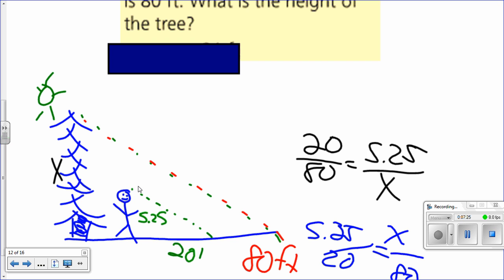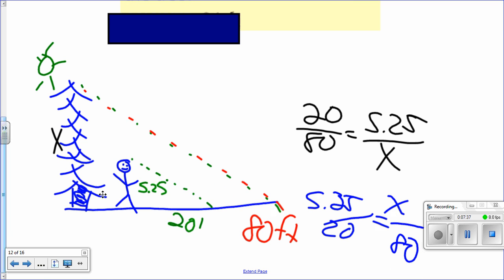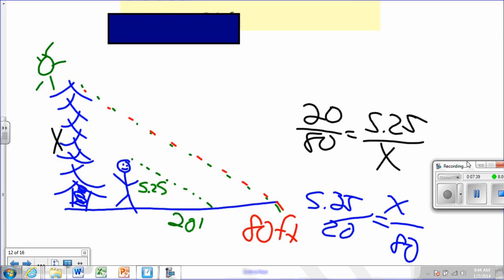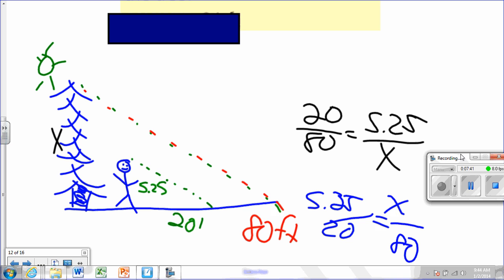And if you look, you can actually see two triangles. They would be right triangles, so they would be similar. X would be your length of the tree. So you're going to set your proportion up. And again, there's a couple of ways you can set it up, but you have to make sure you set the right side up the exact same as you do the left. I like to use the shorter side over the longer side. So I'd have 5 1/4 over 20 equal to X over the shadow length of 80.